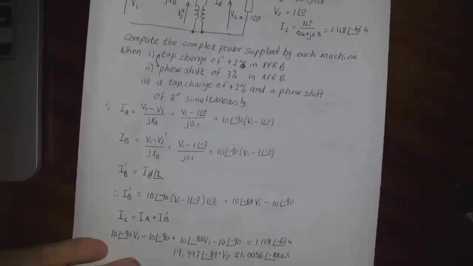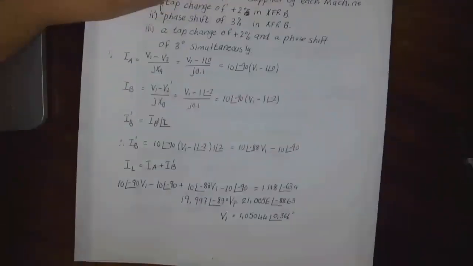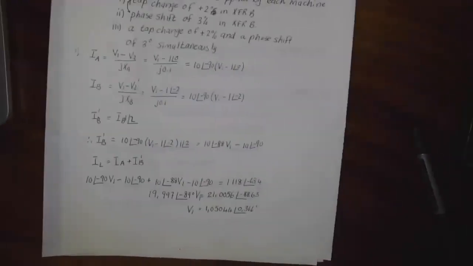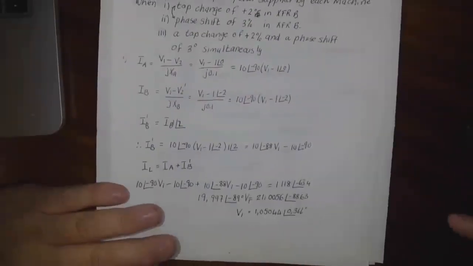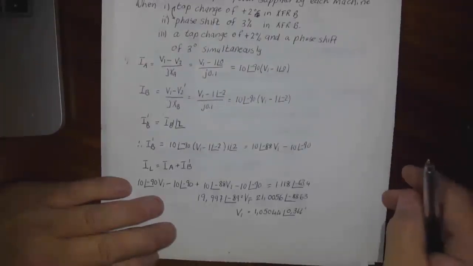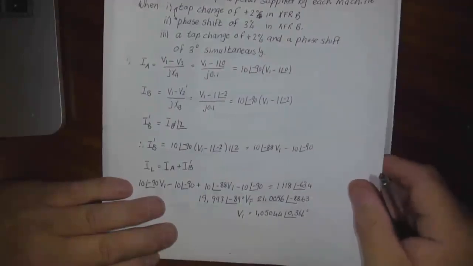And then if we solve for V1, we get that V1 is equal to 1.05044 angle 0.366 degrees. Any questions up to now? Something that's not clear?